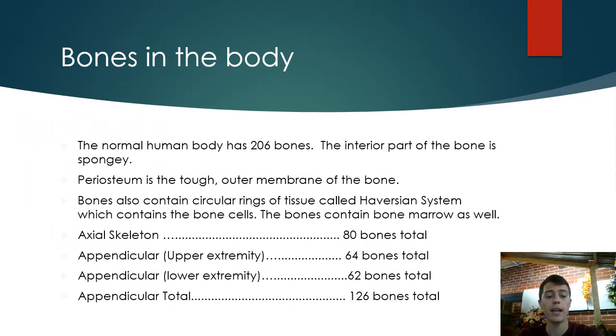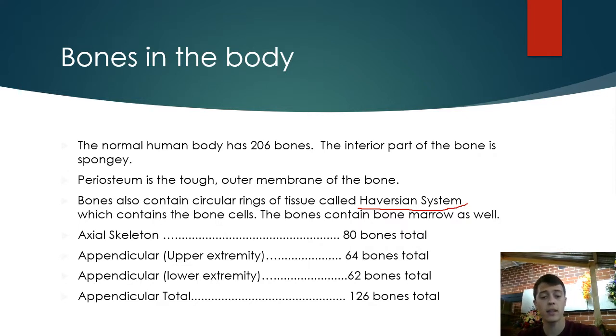The normal human body has 206 bones, and the periosteum is the tough outer membrane on the bone. So that's the outside of the bone, the rough texture on the outside. The interior part of the bone is more spongy, and that's where the cells and the marrow are contained. Bones contain circular rings of tissue called the Haversian system. It's a very complex system of cells containing and making up the bone marrow, the red and the yellow.